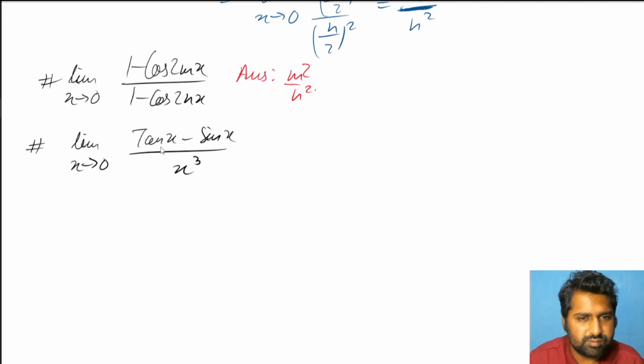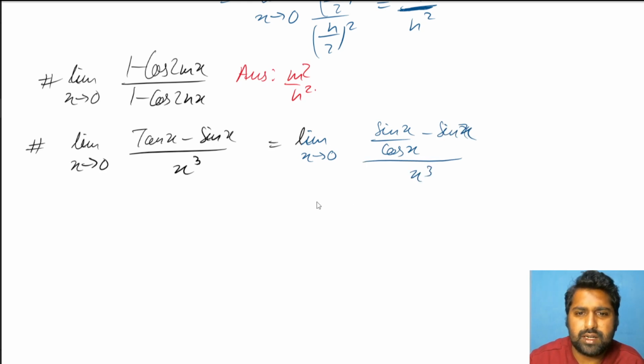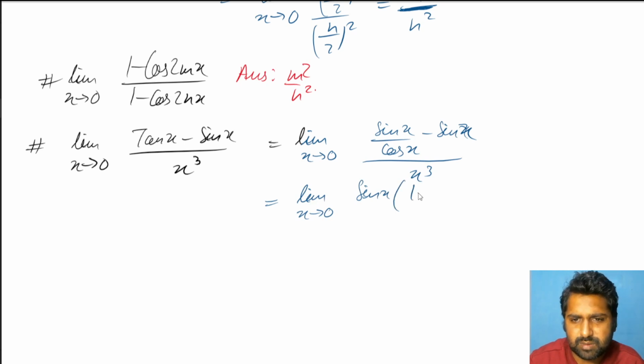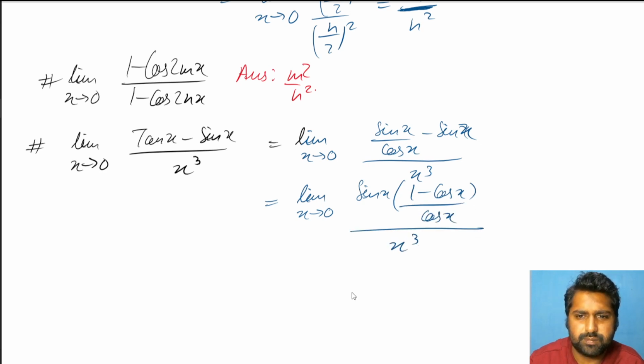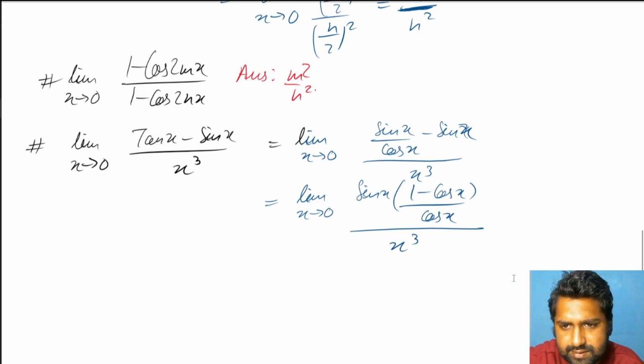The moment I see tan here, I can think of this as sin by cos, so let's use that. So this becomes limit x tends to 0, sin x by cos x minus sin x, by x cube. Take sin common and then take the LCM in the numerator. Sin x is common in the numerator, so you will be left with 1 by cos x minus 1, which becomes 1 minus cos x by cos x, upon x cube. I'll get this expression slightly below.